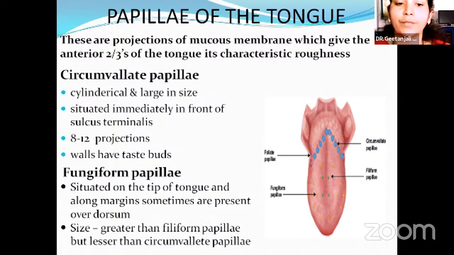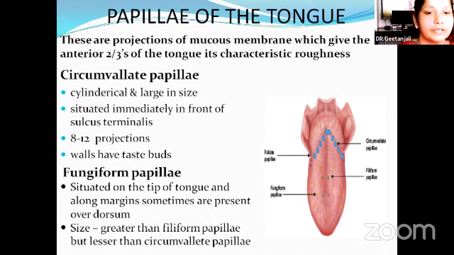Next is fungiform papilla. This is fungiform papilla, situated on the tip of the tongue and also along the margins, sometimes present over the dorsum. The size is greater than the filiform papillae but lesser than the circumvallate papillae. This completes our fungiform papilla.